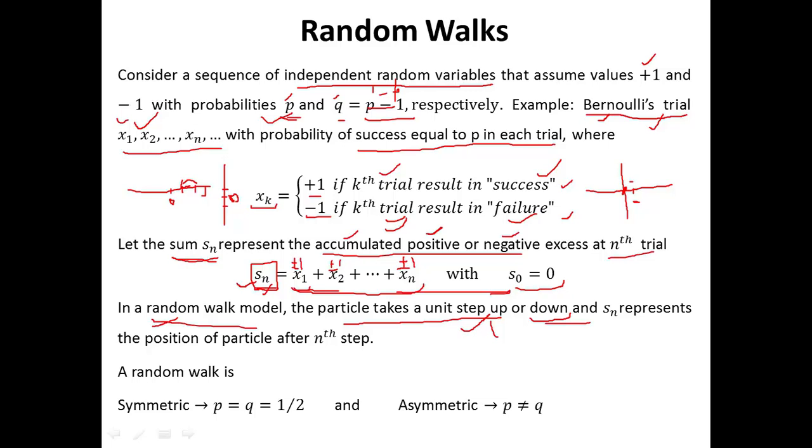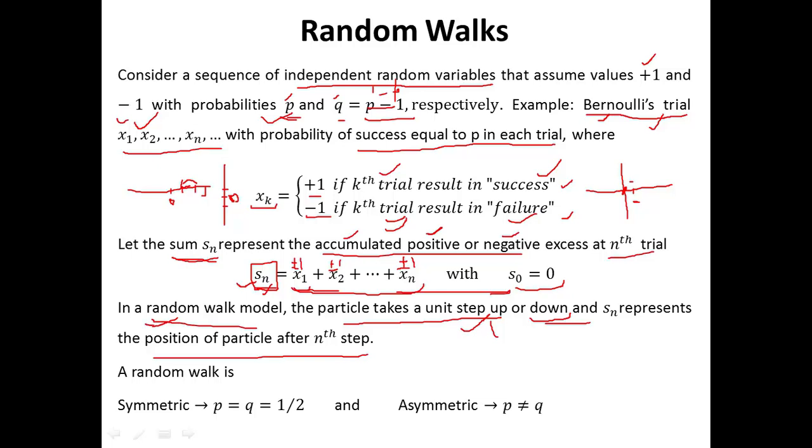So Sn definitely will represent the position of the particle after nth step. So since here the particle will move upside or downside depending upon success or failure of the trial, we can say particle is walking in upper side or downside depending upon success or failure of the trials.